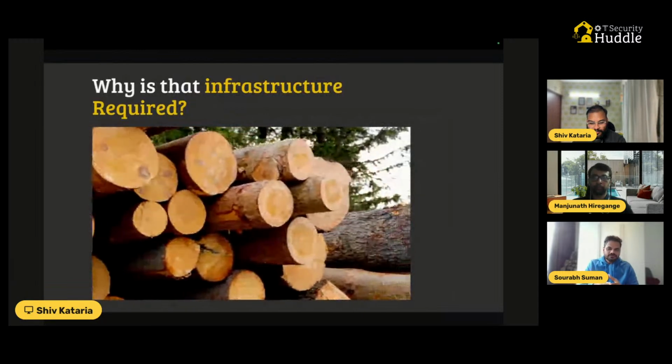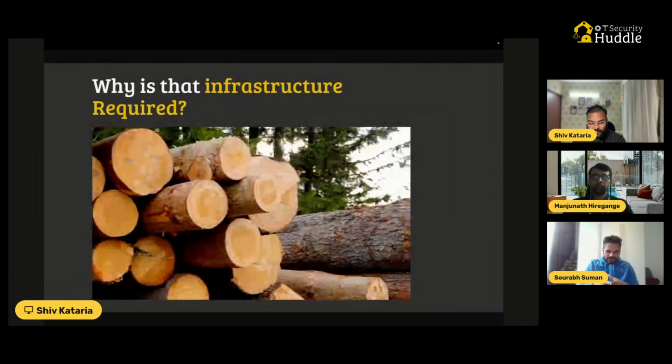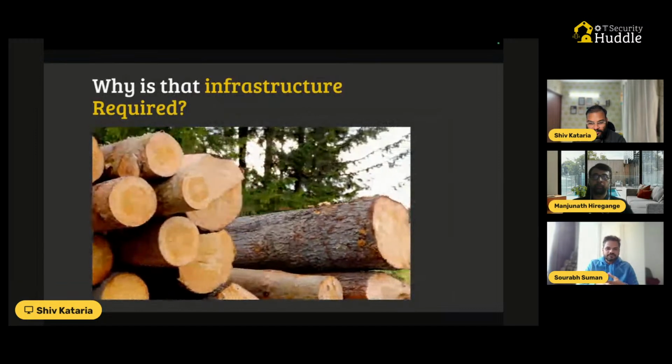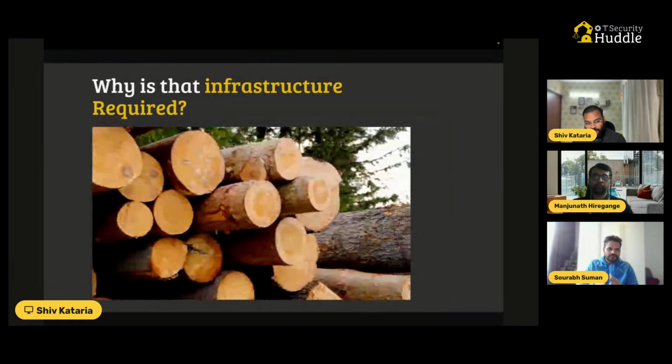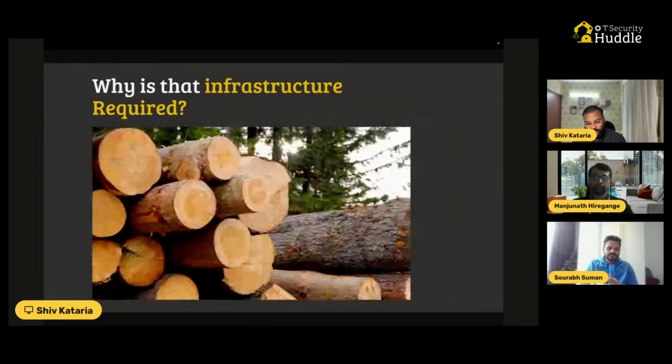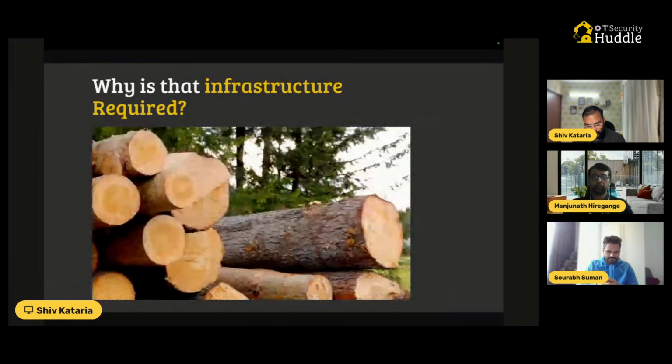So why is this infrastructure required? This infrastructure is basically required to analyze and process the logs. The logs are the reason why we need any infrastructure for a SOC or SIEM.